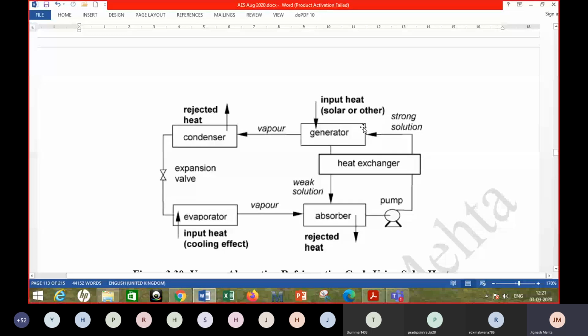So such pairs, like you can have a pair of ammonia water, where ammonia is the refrigerant, or one can have a pair of lithium bromide water, where a strong solution of lithium bromide and a weak solution of lithium bromide are the working fluid, and water is the refrigerant in case of the lithium bromide water vapor absorption refrigeration system. So it's not that water is never used as a refrigerant in any refrigeration system. In the lithium bromide water vapor absorption refrigeration system, water is used as a refrigerant.